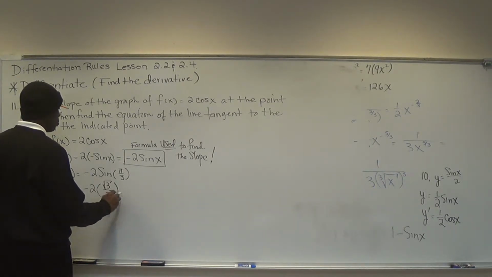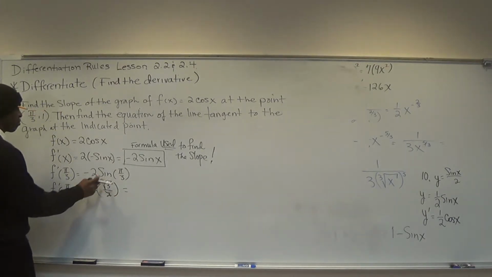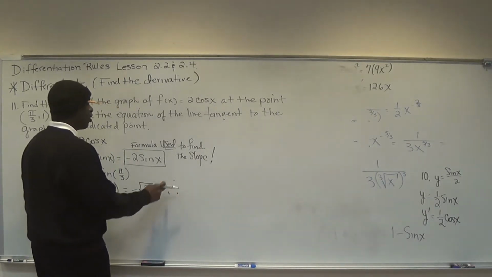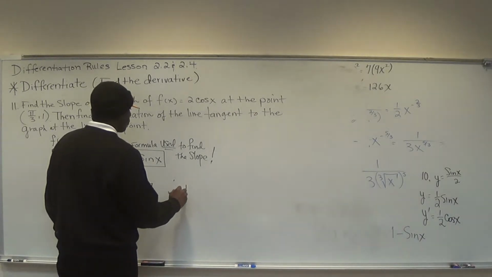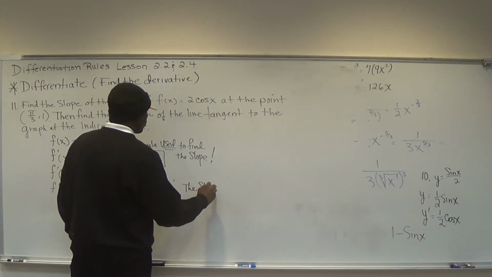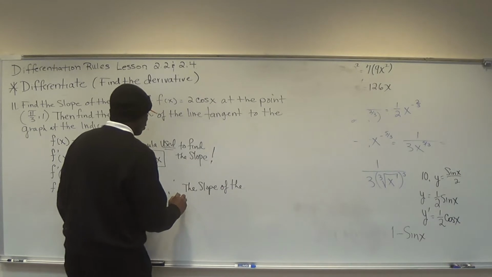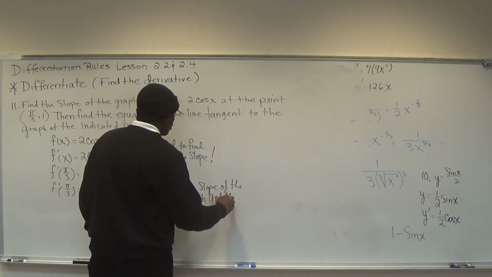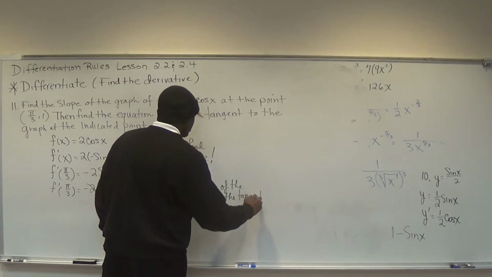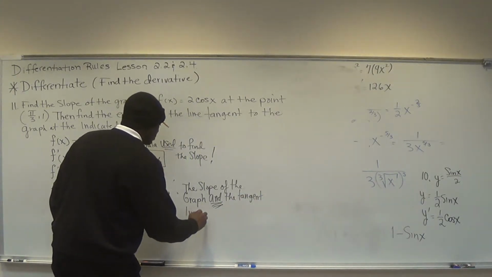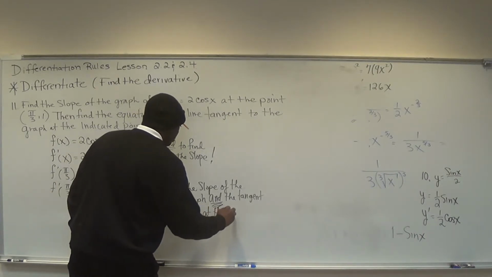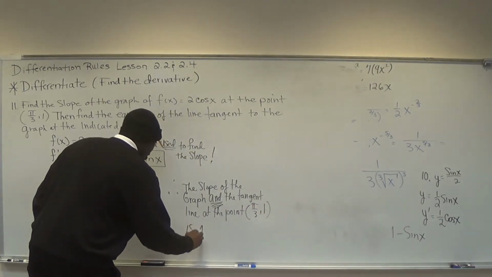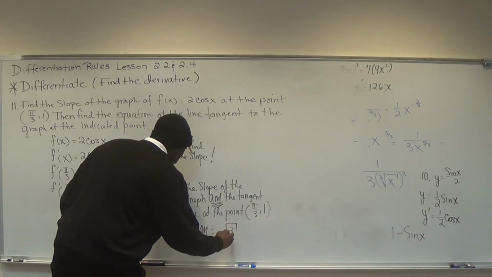Root 3 divided by 2. And the 2's here will cancel out, leaving you a negative root 3. Therefore, three dots mean therefore, the slope of the graph and the tangent line at the point pi thirds comma 1 is m equals negative root 3.